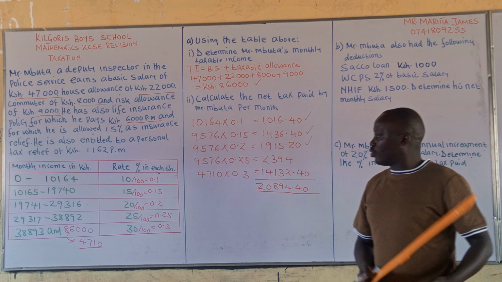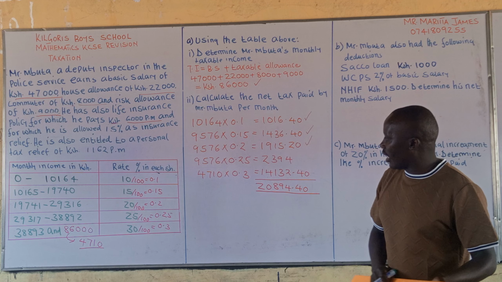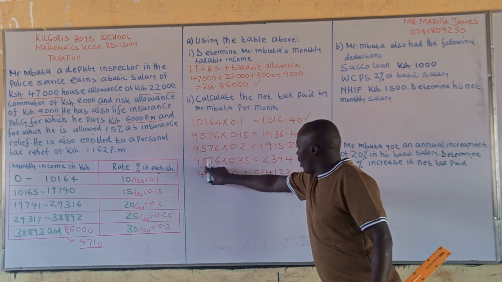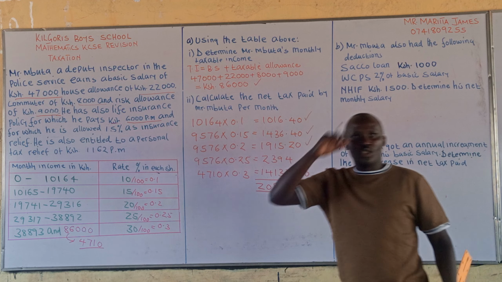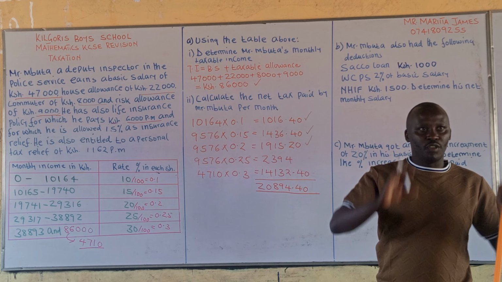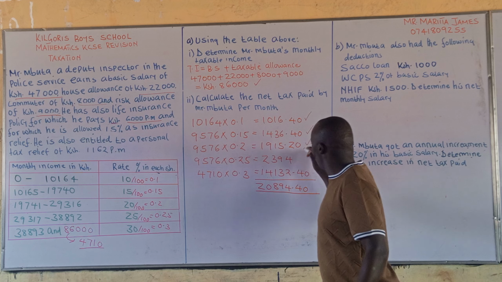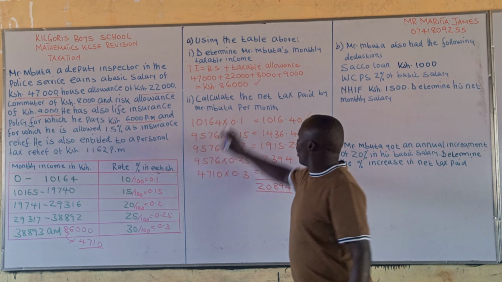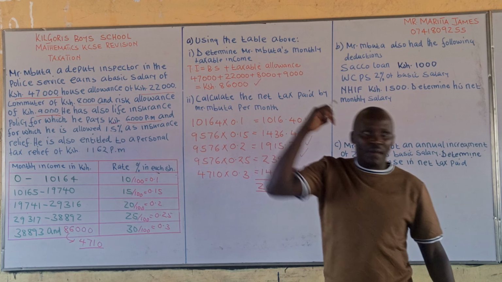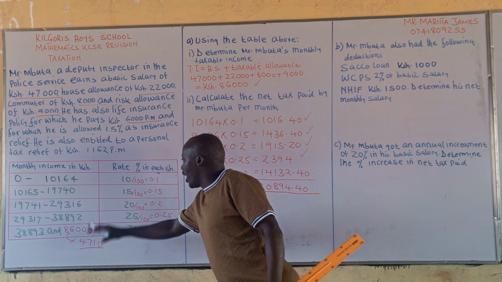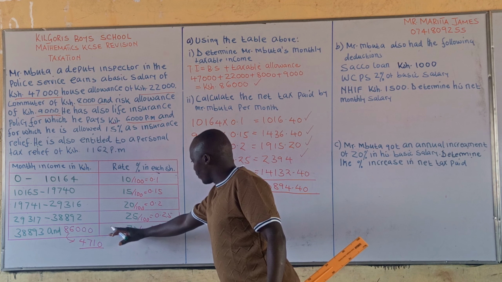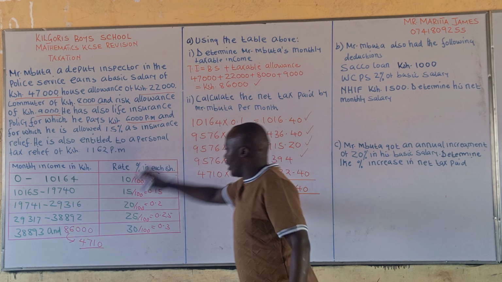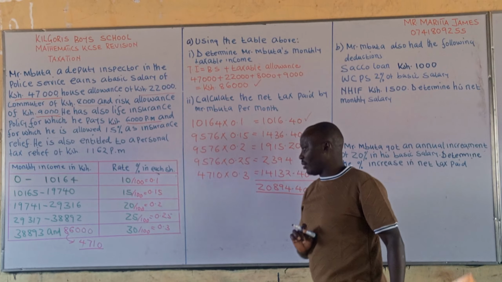Then we have 38,892 minus 29,316. That also gives a difference of 9,576 times the rate, which is 25%. That rate of 25% is equivalent to 2,394. And because our value, 86,000, is above the value given on the table, any value above it is taxed at the rate of 30%. The difference between 86,000 and 38,892 is 47,108.